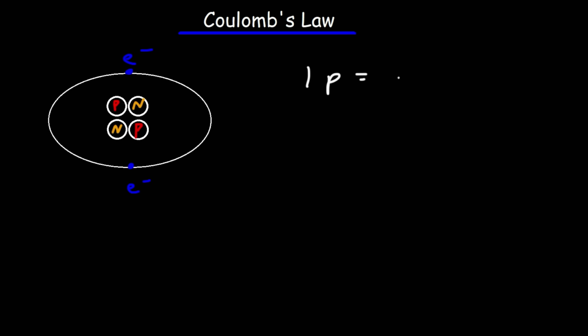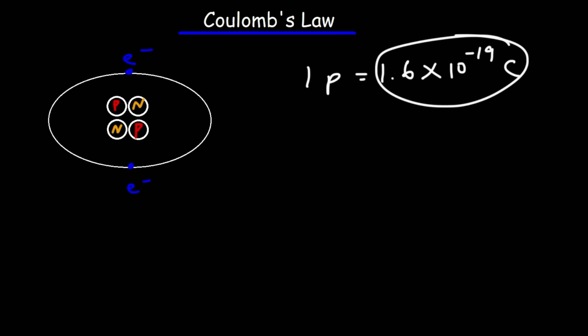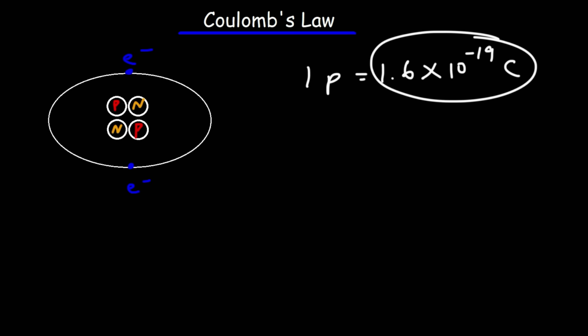One proton has a charge of 1.6 times 10 to the negative 19 coulombs. Since we don't have fractional protons, electric charge is said to be quantized. It exists in discrete amounts. So this is the fundamental value of charge. So electric charge will always be a multiple of this number.